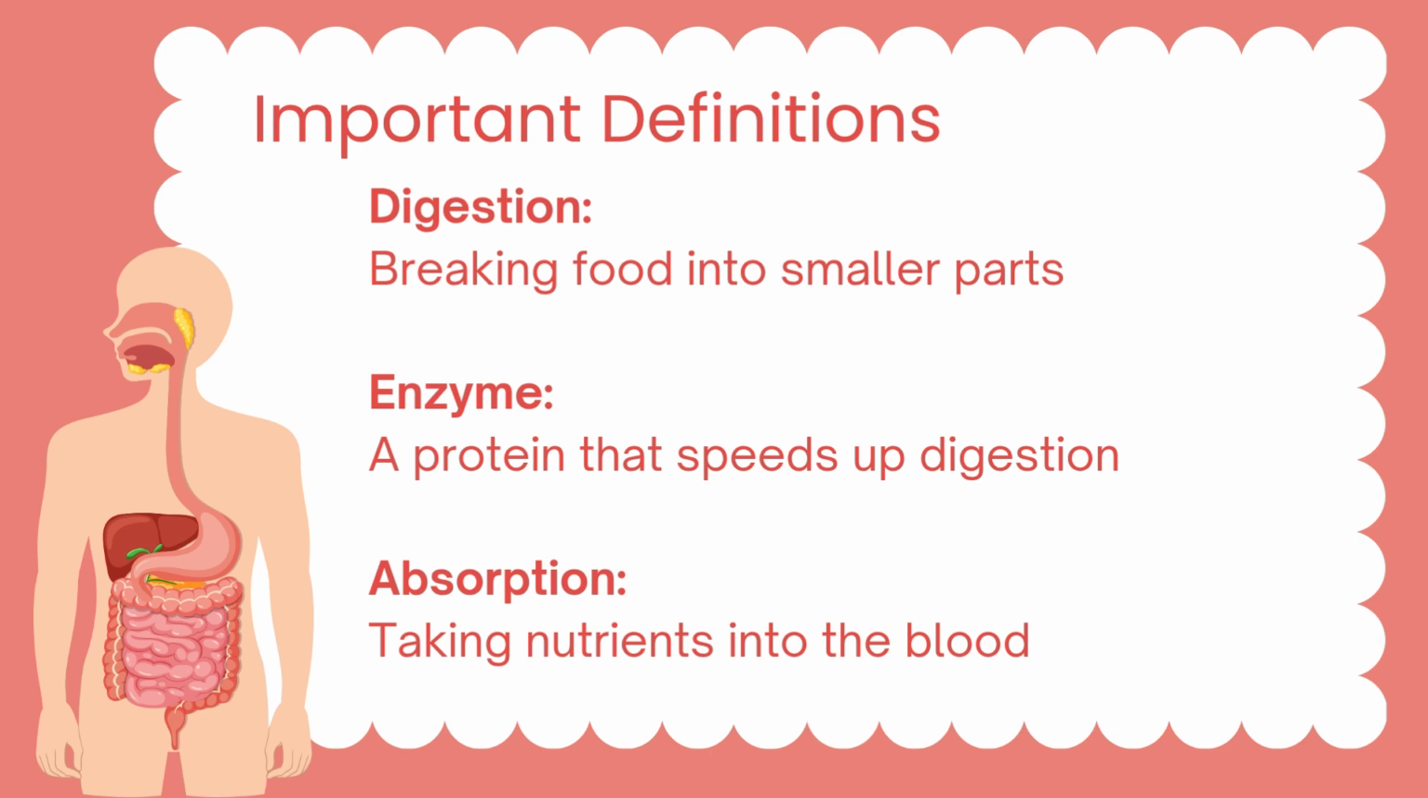Okay, these are key terms that you need to know for your exam. So, digestion is when food is broken down into small pieces. Enzymes help speed things up, and absorption is when those nutrients move into the blood.